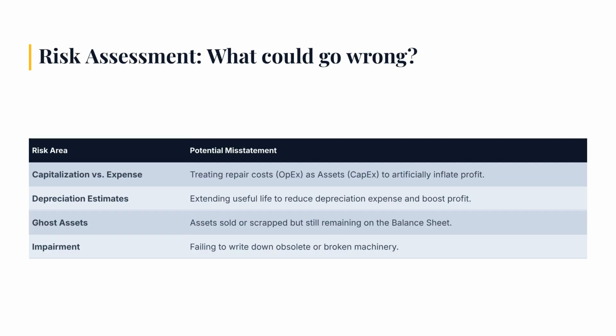Where do things go wrong? As an auditor, you must be skeptical. The biggest risk in PPE is usually capitalization versus expense. Management wants higher profits. The easiest way to boost profit is to take a $1 million repair bill, which should be an expense, and hide it in the balance sheet as an asset. This spreads the cost over 10 years instead of taking the hit today. We also worry about ghost assets, items that were scrapped or stolen years ago but are still on the books, inflating the company's net worth.